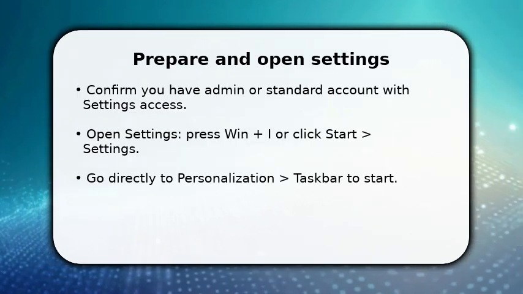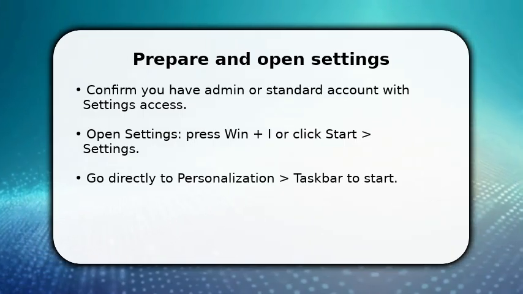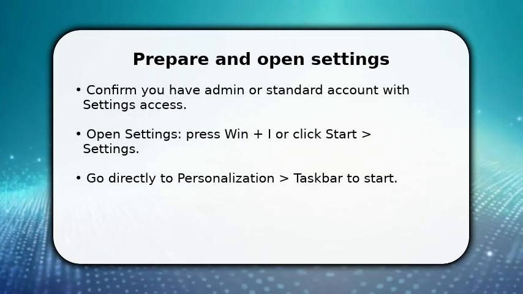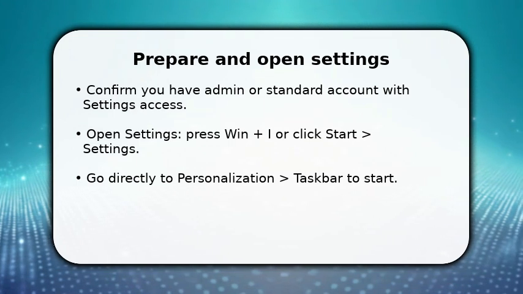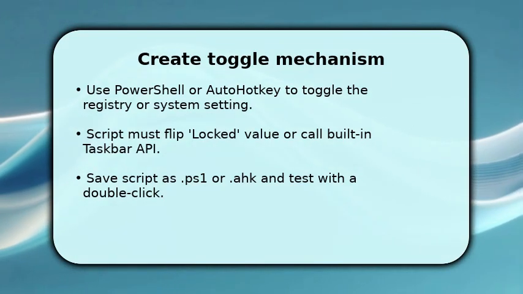Once done, locate the taskbar behavior section and scroll to find locking or auto-hide options. You'll use these controls as part of the toggle. Now that settings is open, prepare to create the toggle action itself using a shortcut or script. You'll build a small script to flip the taskbar lock state.